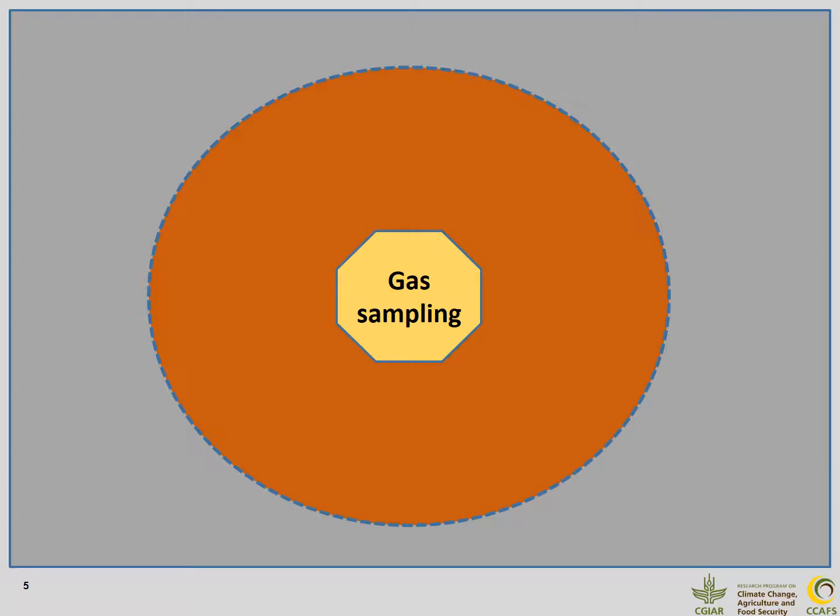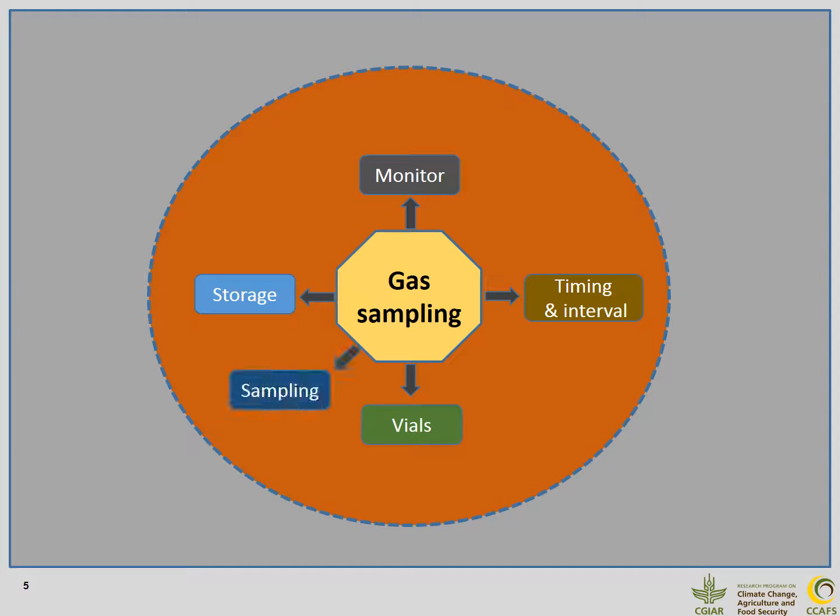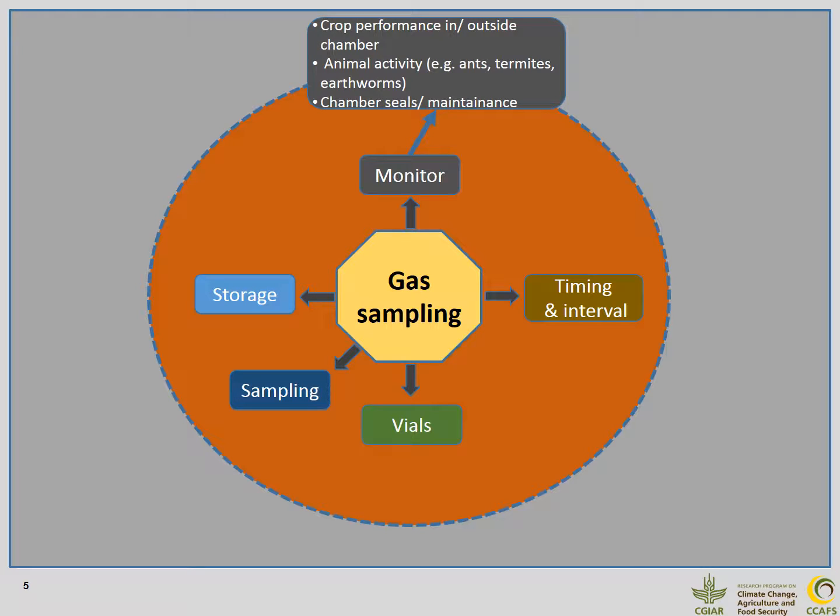Following our chamber installation, we should talk about gas sampling. And here we should consider what we monitor and how we monitor, when do we do the measurements, and how do we treat our gas samples with regard to temporary storage, long-term storage, and sampling. With regard to monitoring, we should not only monitor greenhouse gas fluxes themselves, but we should also see what is going on within our chamber and outside with regard to crop performance, or for example, if we find ants or termites in our chambers, and we should record that.